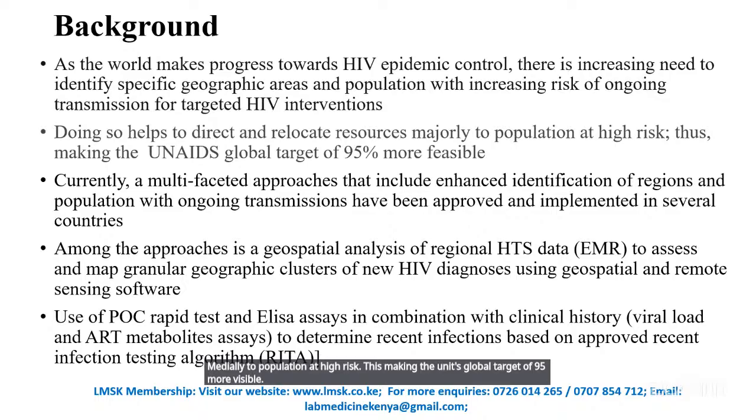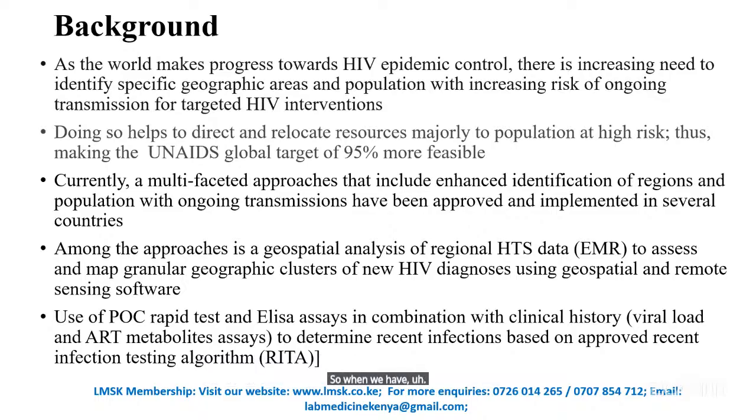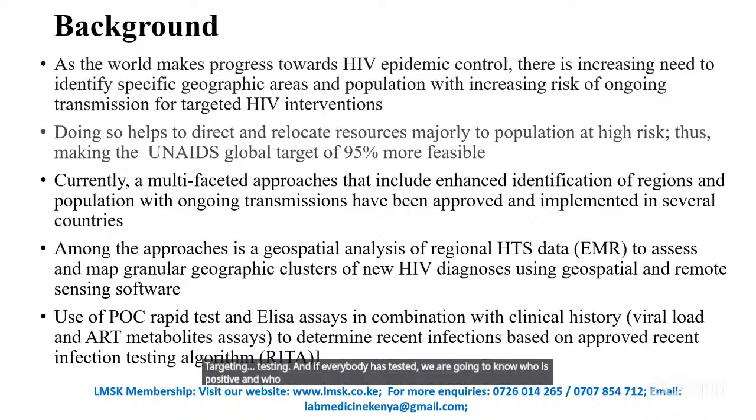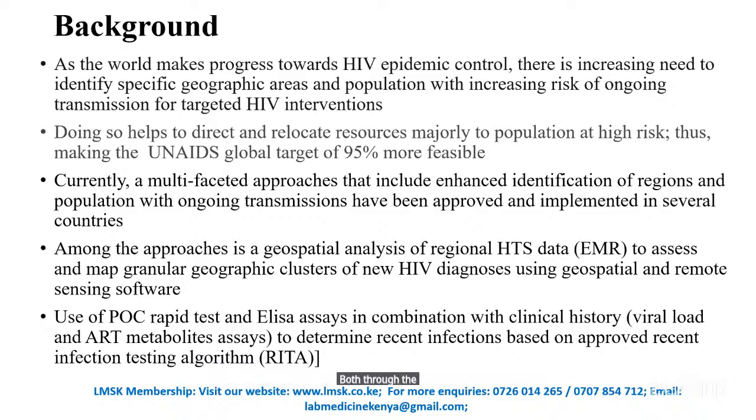So when we have the global target of 95-95-95, our first 95 is majorly targeting the testing. And if everybody has tested, we are going to know who is positive and who is negative. Even to the negative client, we still need an intervention. Both to the positive client, we still need an intervention.